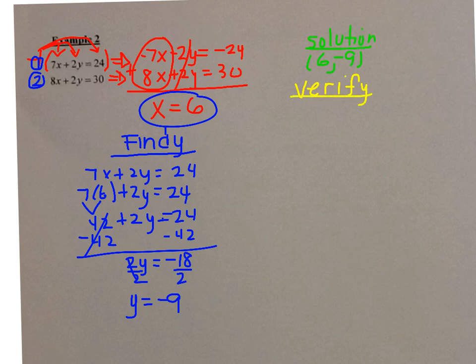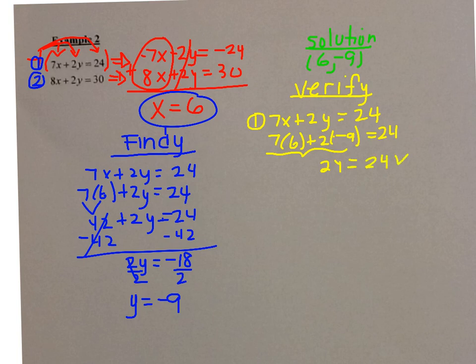All right, we have two equations, so that means we're going to have two checks. Write down the first one, 7x plus 2y equals 24. Plug in x and y. So it's 7 times 6 plus 2 times negative 9 equals 24. You could, if you want, just plug this into the calculator all at one time. You don't have to do piece by piece. If you plug this all in the calculator at one time, you get 24. So 24 equals 24, and that checks.